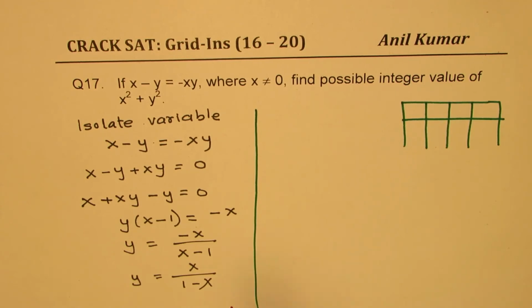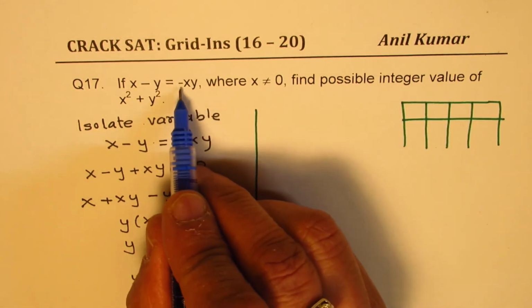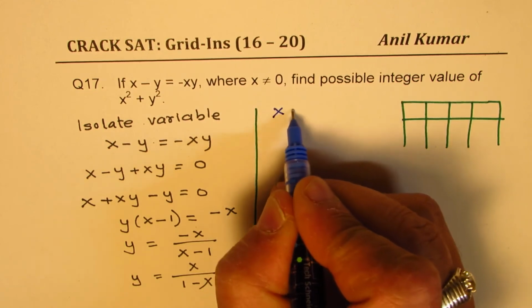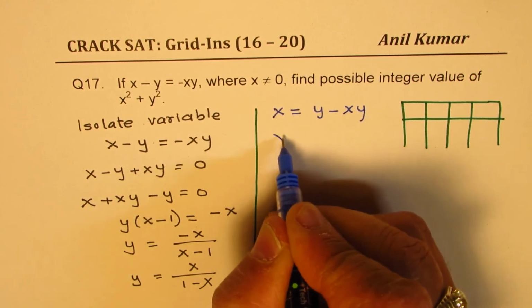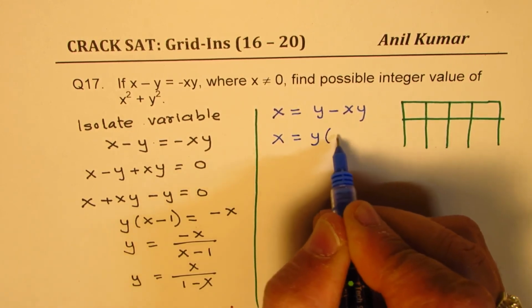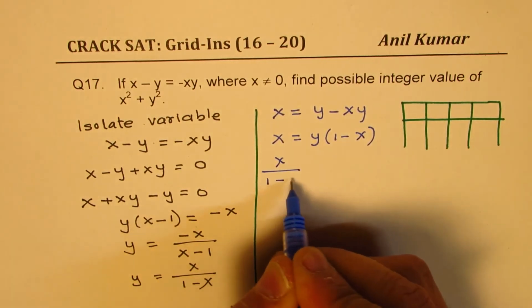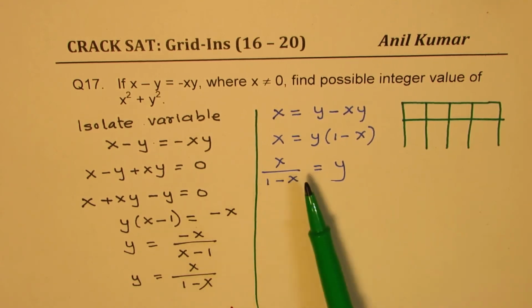So these are better ways of doing it. So let's learn how we should do it in a test. We are given this question, x minus y equals minus xy. The better approach could have been to keep x there itself and then write y minus xy. Do you see that? Then we get x equals y, which is common, times 1 minus x. And from here we get x over 1 minus x equals y. So you get the same expression but in half the number of steps. So first thing is how to save time. Clearly, this is the method which you should have adopted.